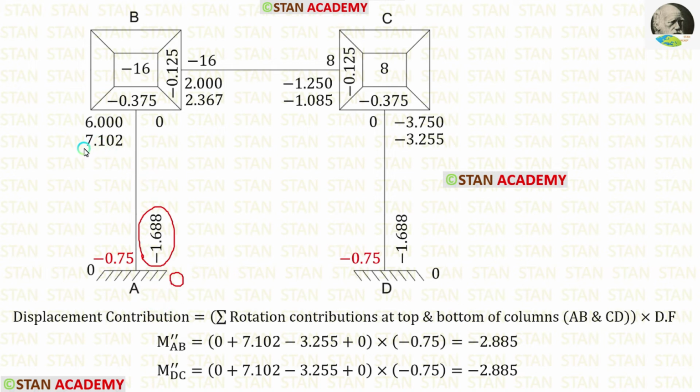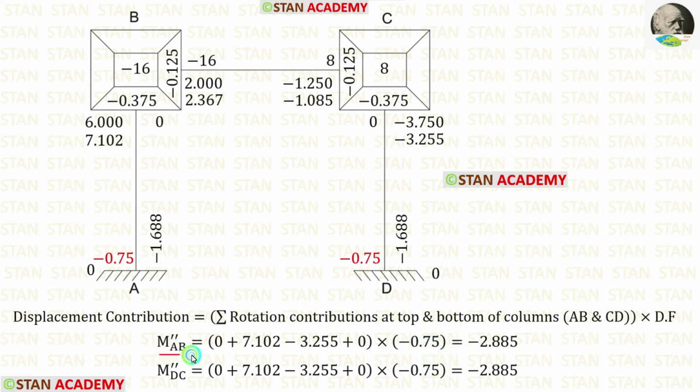In the point B, the rotation contribution is 7.102. In the point C, the rotation contribution is minus 3.255. In the point D, the rotation contribution is 0. Let us add all of them. The displacement contribution is minus 0.75.